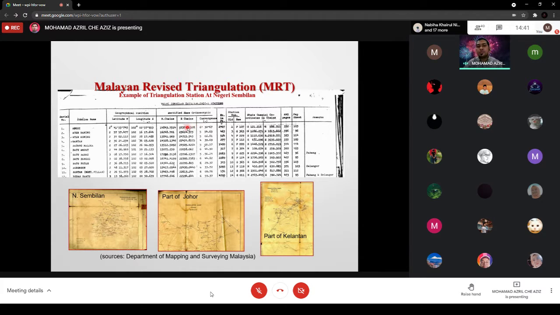All these are in chains. Nowadays you will see the unit in meters, but previously they used chains. Latitude and longitude use the standard unit of degree, minute, and second. Then the example of the plan below shows the triangulation covering Negeri Sembilan, Johor, and part of Kelantan.